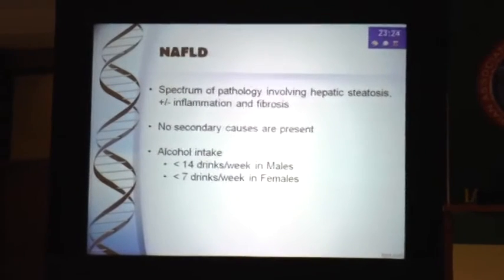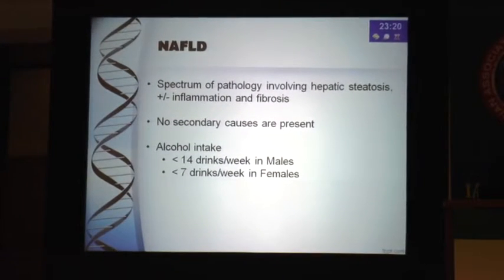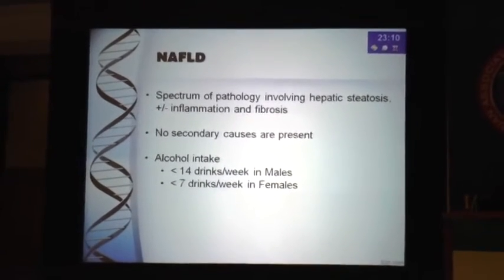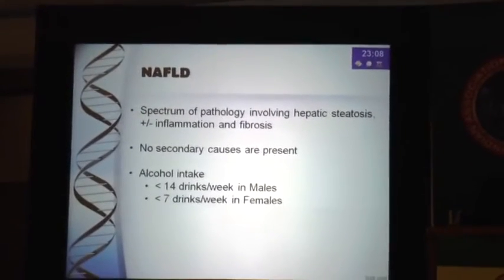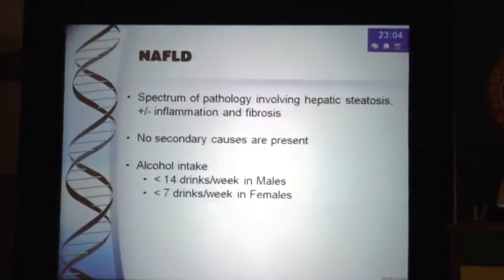Now, what is NAFLD? It is a pathology characterized by the accumulation of fat in the liver, with or without inflammation and fibrosis, in the absence of any secondary cause. The alcohol intake should be less than 14 drinks per week in men and less than 7 drinks per week in women, meaning the alcohol intake is insignificant.